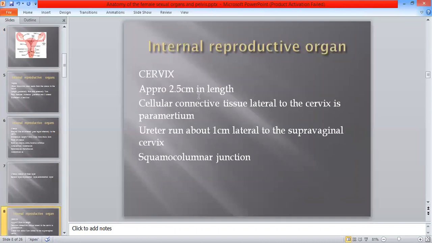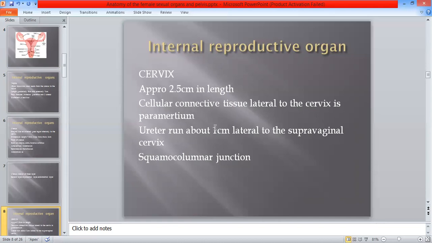The next is the cervix. It is about 2.5 centimeters in length. The connective tissue lying on the side of the cervix is called the parametrium. The ureter runs about 1 centimeter lateral to the supravaginal cervix. This point is very important because when we are performing surgery, we take great care so that the ureter is not in danger.